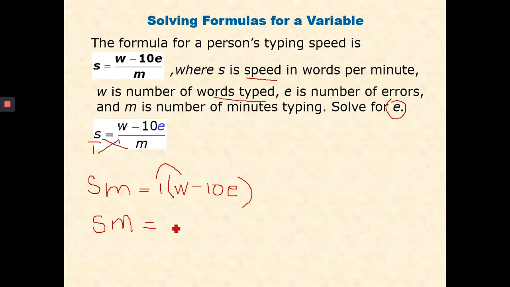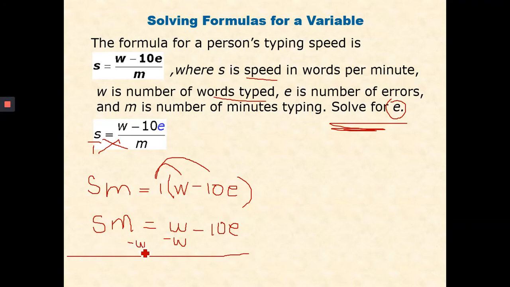1 times W, that is 1W, or just W. Then 1 times 10E, that is 10E. And what is the sign? Positive times negative, that is negative. Okay? Remember, we are solving for the value of E. So we're going to get rid of W. Okay? So what is the opposite of W? That is negative W. Okay? So we cannot subtract SM to that of W. So you're just going to copy it.